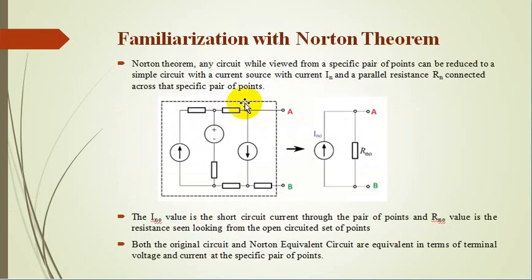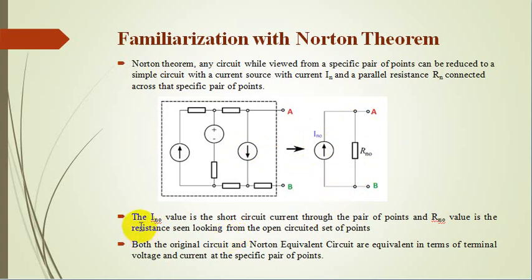Let's move toward the Norton theorem. The main purpose of the Norton theorem is the same as that of the Thevenin theorem. It is also used to simplify complex circuits into a simple circuit, but here the configuration is changed. In the Thevenin simplified circuit we have a voltage source with a resistance in series, but in the Norton theorem we have a current source with a resistance in parallel with that source. That is the main difference between the Thevenin and the Norton theorem.